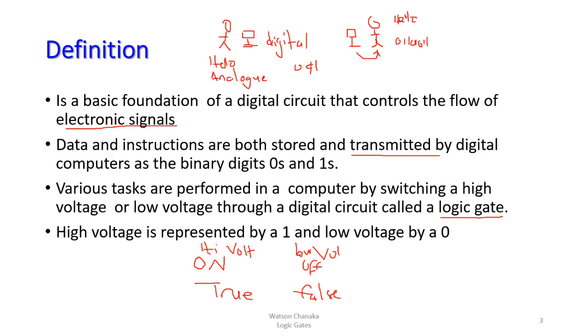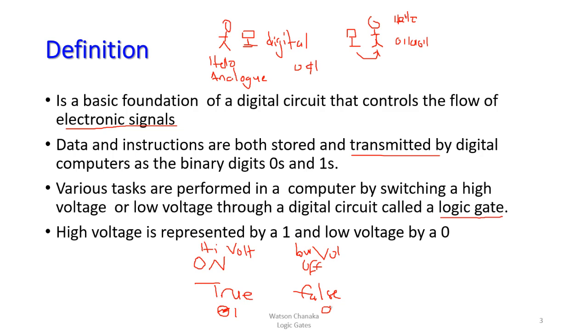When you hear somebody saying high voltage, it means we're talking about an on, or about true, or about a 1. Sorry, this one will be a 1 and this one will be a 0. On is a 1. Off is a 0. True is on or a 1. False is an off or a 0. So this is the language which will be used over and over again, depending on the programmer or the IT person.